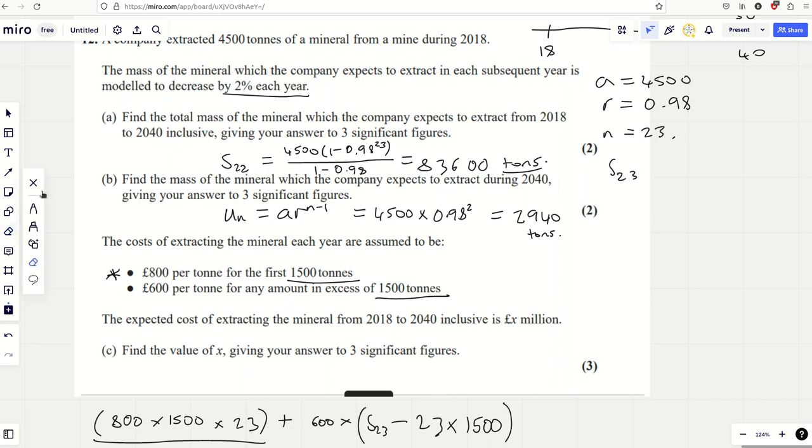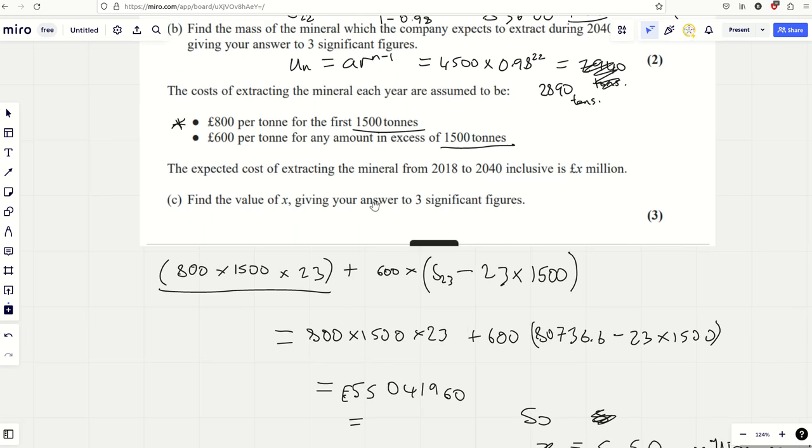So that should be a 23, and that's going to change this answer as well. Let's have a look, 4,500 times by 0.98 to the, oh no, that should be 22 because it's n minus 1. So I had that right in the first place, but I think it will change the final answer. Let me just see what it comes to the power of 22, 2890 basically, to 3 significant figures, 2890 tons. That tells you at this point you're still producing well over 1,500 tons every year.